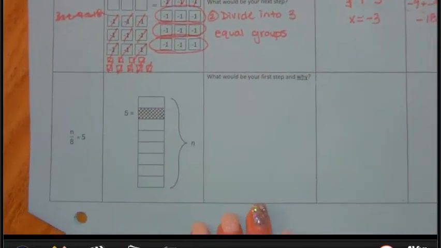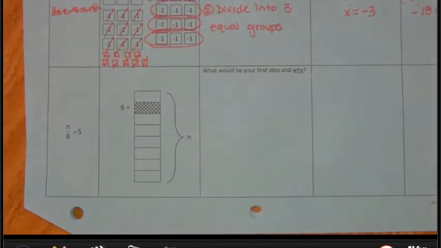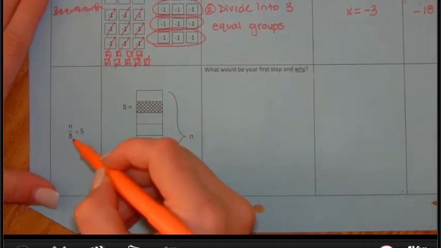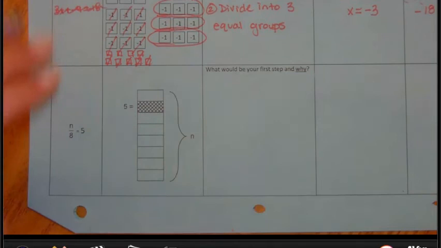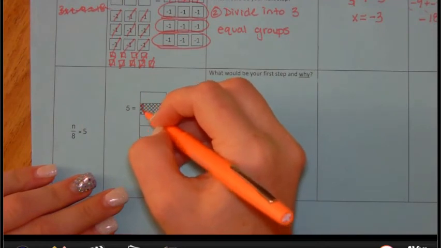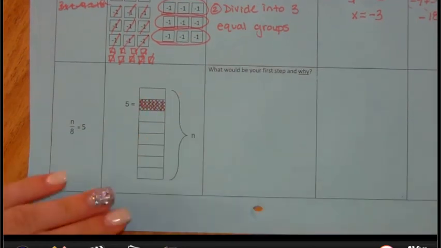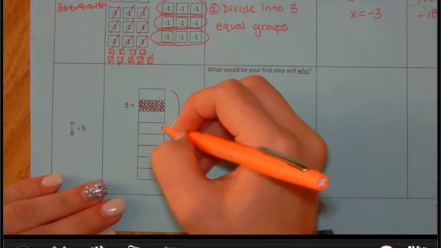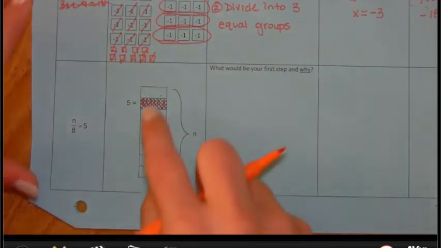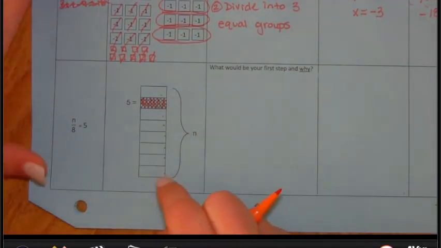All right. And then the last one. Okay, the last one. My equation looks like this. N divided by 8 is equal to 5. Okay, I want to know what N is equal to. I am told that one shaded box is equal to 5. And I have 1, 2, 3, 4, 5, 6, 7, 8. I have 8 boxes, and each box is equivalent to 5.